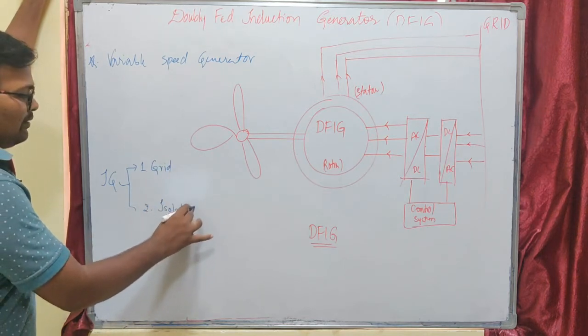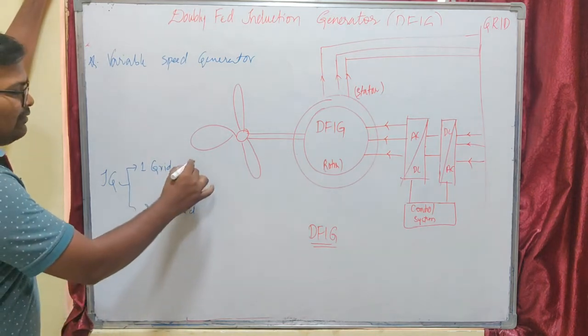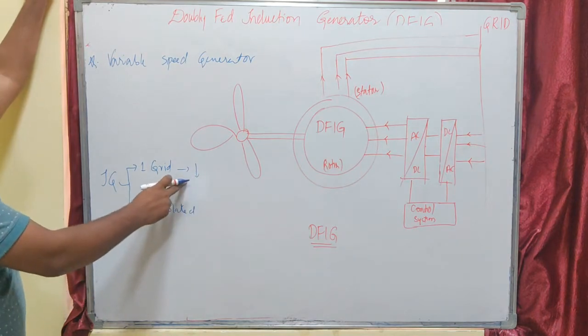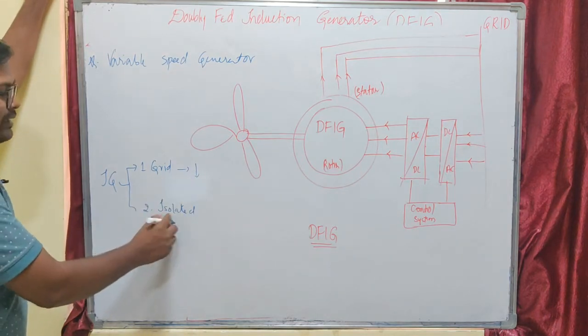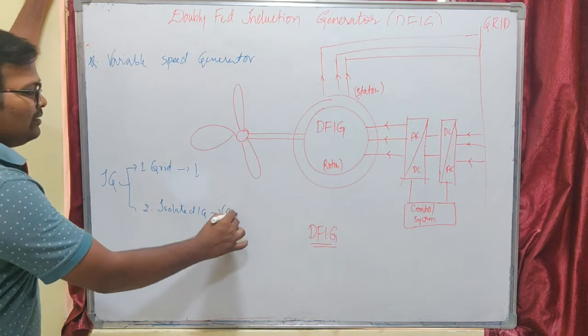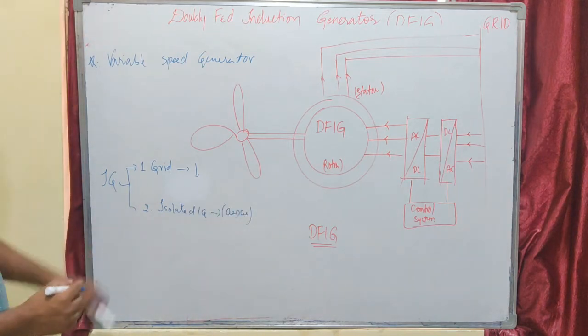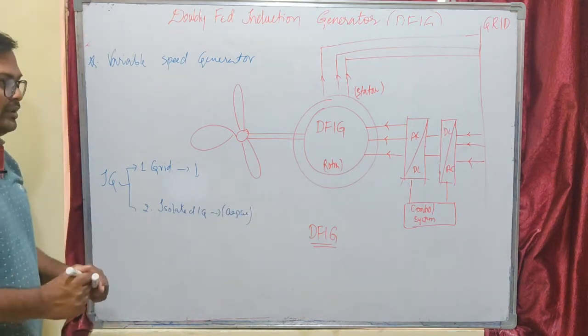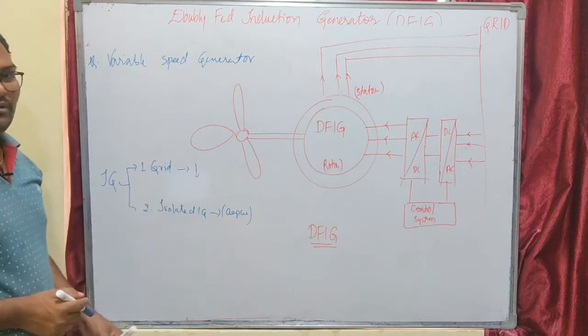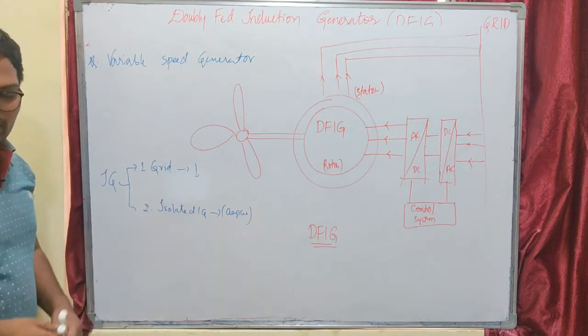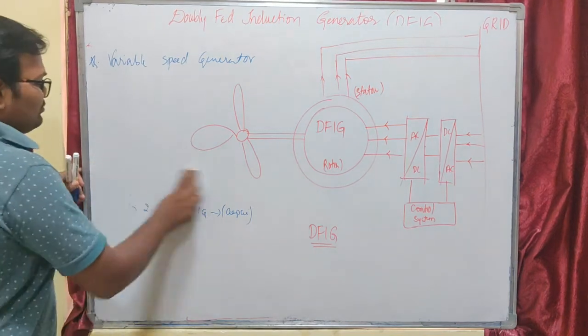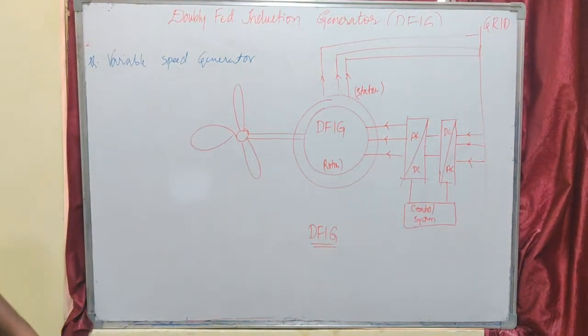In grid connected induction generator, our grid will supply the reactive power required by the induction machine. In isolated induction generator, there is a capacitor bank connected to the stator circuit that supplies the reactive power to our induction machine as well as the load. You have already seen the videos, right? So now let us try to understand the doubly fed induction generator.